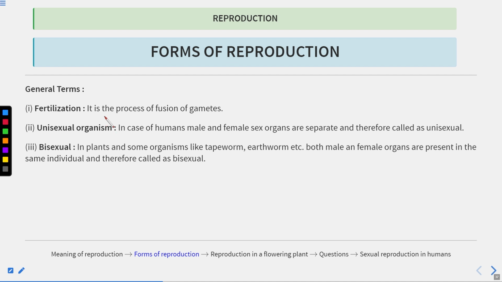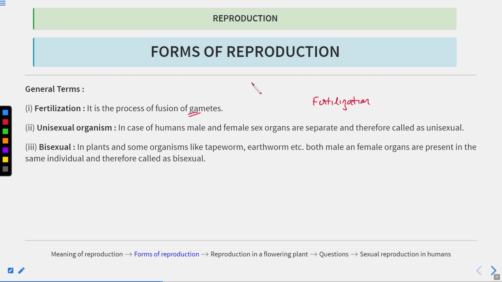Now let's talk about some of the terms that are related to reproduction. The first term is fertilization. This I've already told you, it is the process of fusion of the gametes. And after fertilization, what is formed? Zygote is formed. Clear? So some of the processes are post-fertilization, some of the processes are pre-fertilization. Fertilization is the fusion of the gametes.